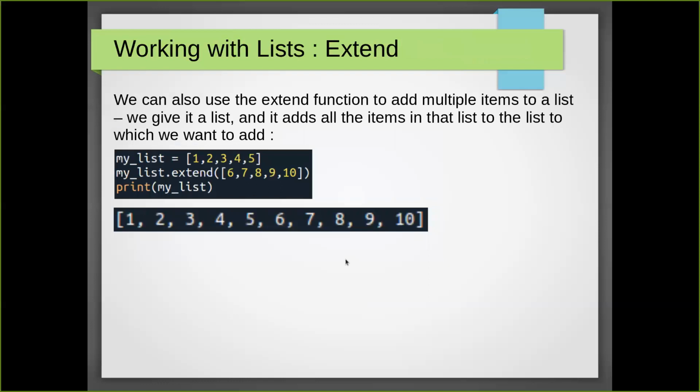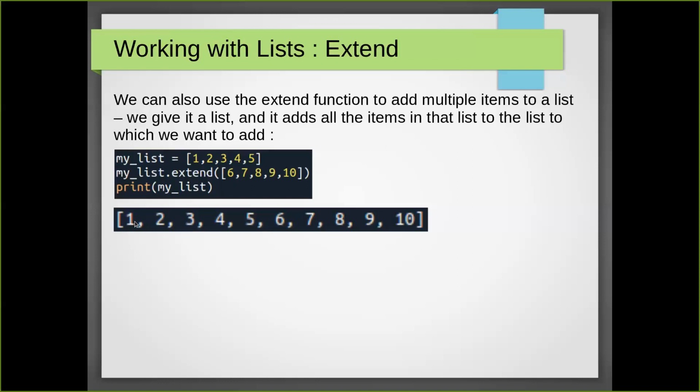Now, we can also use another function associated with lists called the extend function. What the extend function does is it allows us to add multiple items to a list. We can give it a list and then give it another list and say add that list onto that list and make it one big list. So let's imagine we have a list called my list, and then I can say extend that list using the dot extend function, and I'm going to extend that with another little list that I've given it here: 6, 7, 8, 9 and 10.